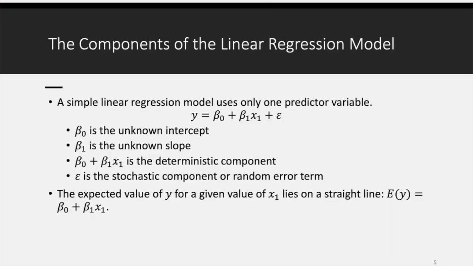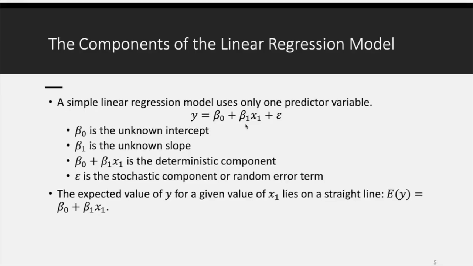Beta 1 determines whether the linear relationship between x and y is positive or negative. If this is positive, we have a positive relationship between x and y. If this is negative, we're going to have a negative relationship between x and y.